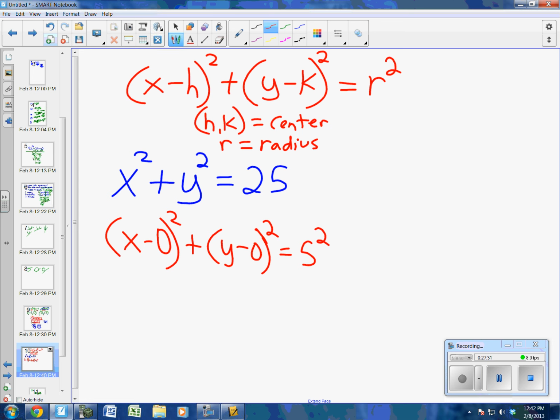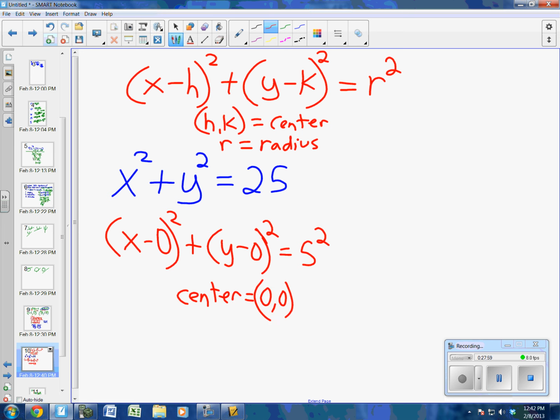Okay, x minus 0 squared plus y minus 0 squared equals 5 squared. Did you know that this is the same as the blue one right here? The red one I just wrote is the same as the blue one. X minus 0 is just x, so you can write it as x squared. Y minus 0 is just y, so you can write it as y squared, right? And 5 squared is 25. Now, according to what I showed you up here, where's the center of the circle? 0, comma 0. Center is equal to 0, comma 0.